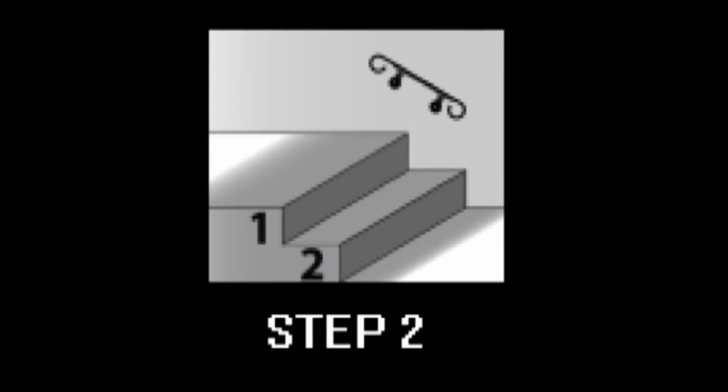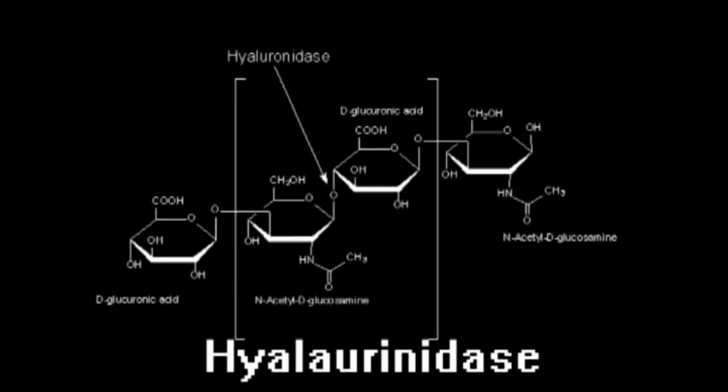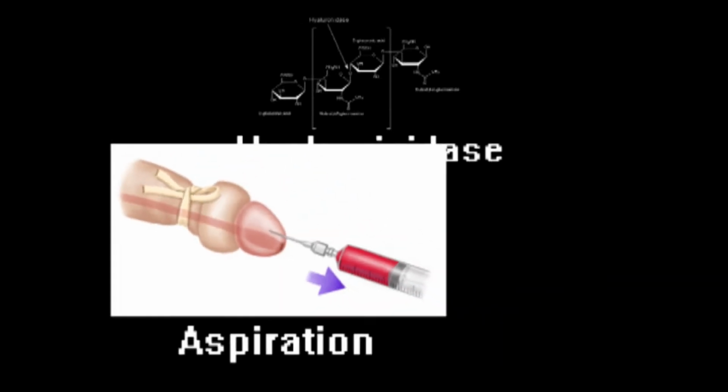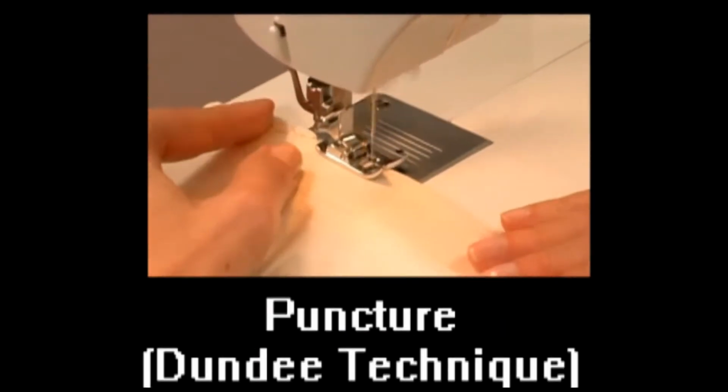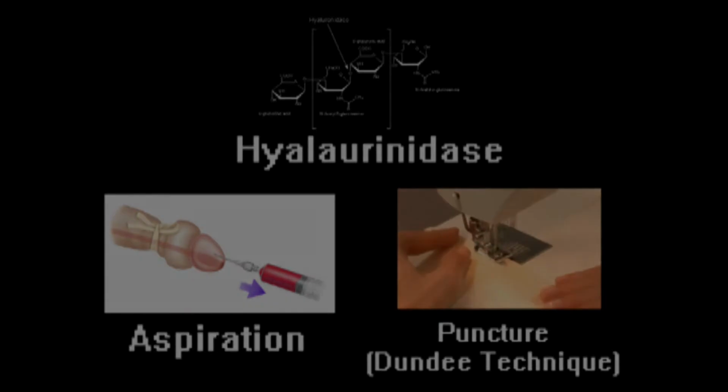Step 2. If step 1 has failed, you will probably need a urologist to hand. They may recommend more invasive measures, such as injecting hyaluronidase into the constricting band of foreskin, which helps disperse the edema, or even blood aspiration from the glans of the penis. Alternatively, they may recommend the Scottish method of stabbing the constricting band of foreskin up to 20 times with a needle, and subsequently decompressing the foreskin.